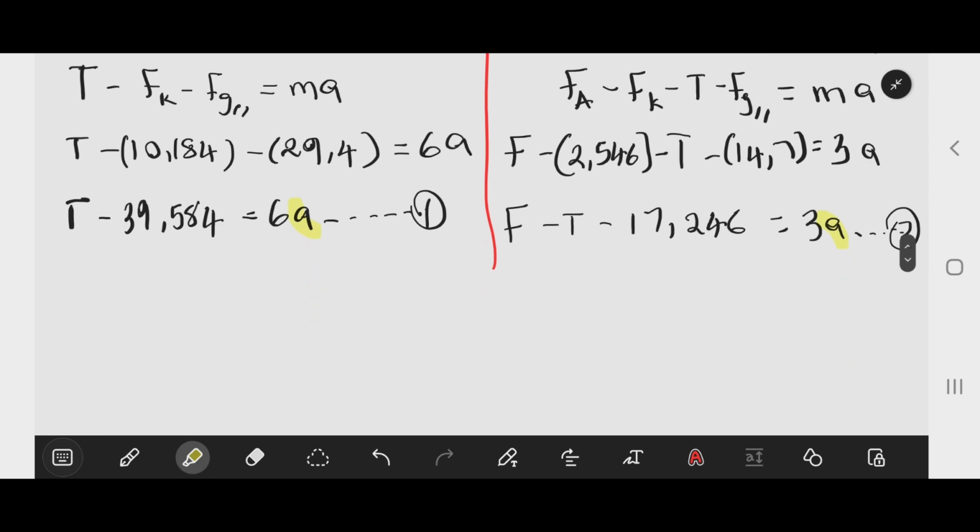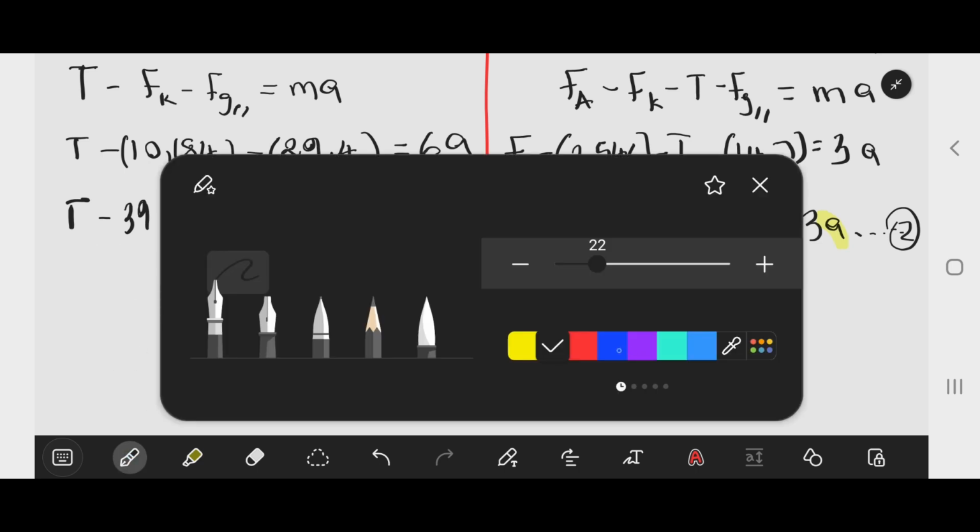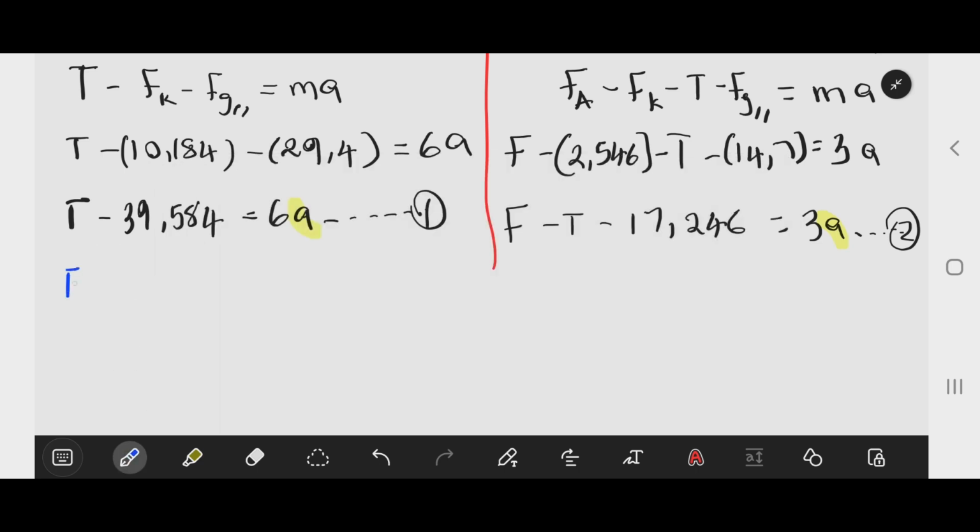So from these two, if I insert the acceleration to be 4 meters per second squared from what they gave us, that would be tension minus 39.584 equals 6 multiplied by the acceleration, which is 4, right? And that would be tension minus 39.584 equals 6 multiplied by 4, which is 24.